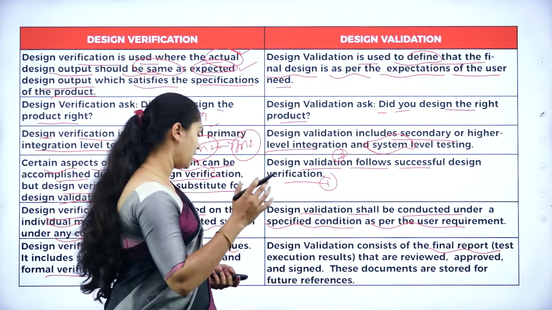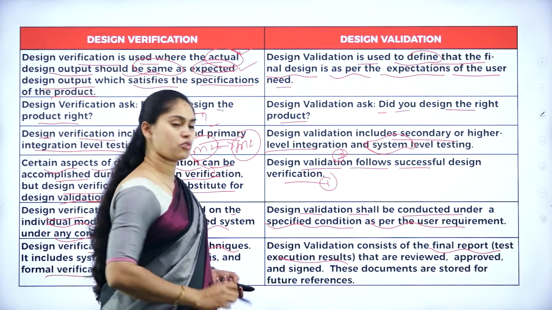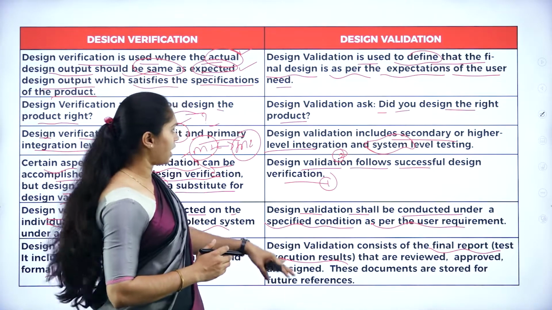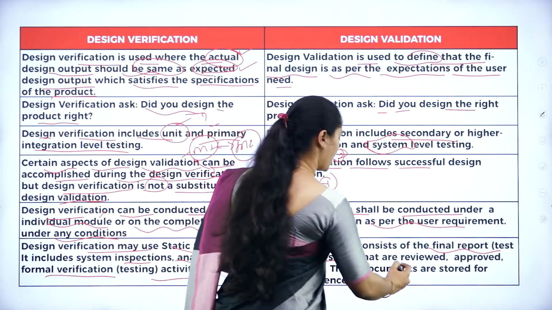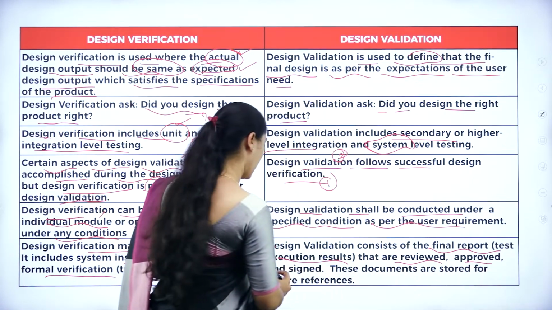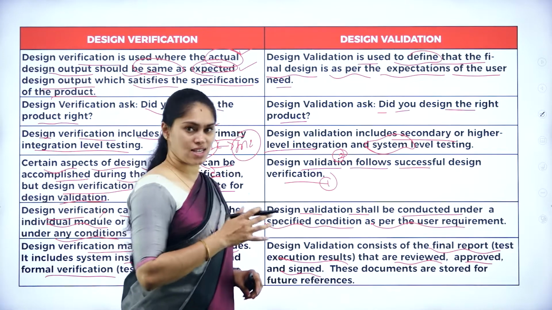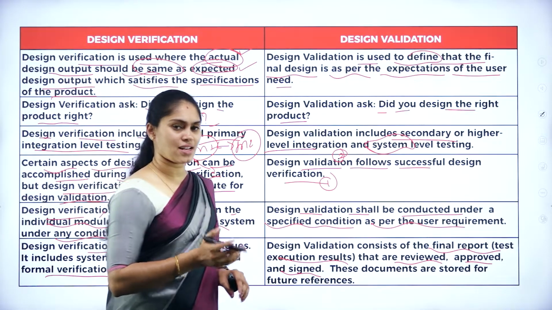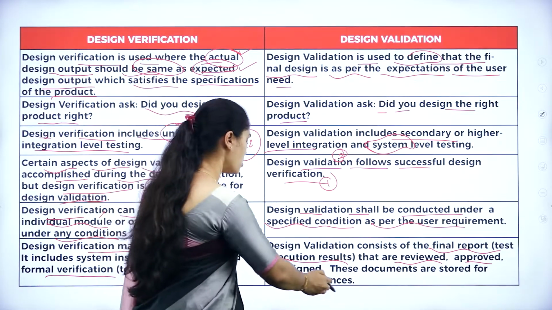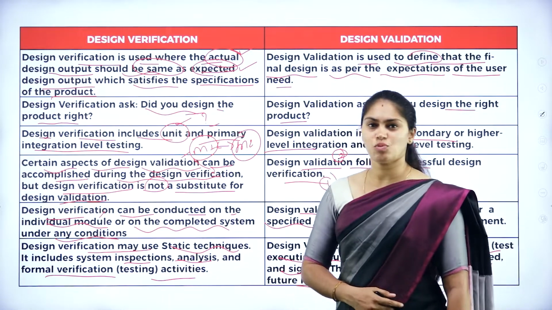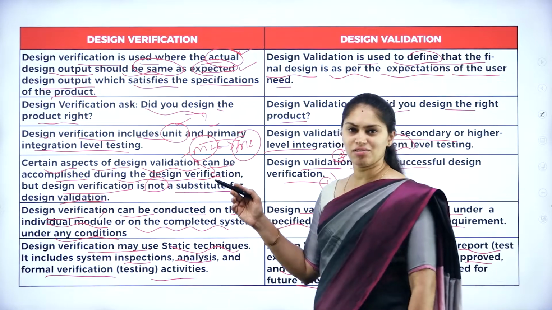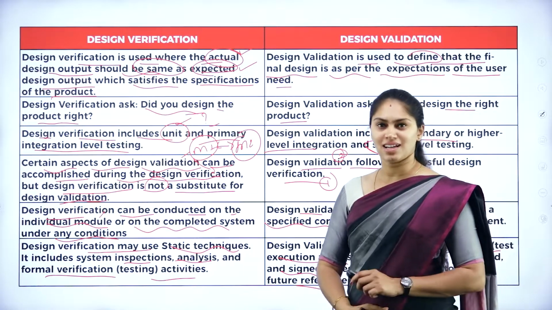That is what mainly we are going to have: a test execution result that will be saved, or that is going to be done in the validation phase, and also that is reviewed and approved. Along with that, it needs to be signed. It will be considered as a document which we are going to use for future reference. So these are the differences with respect to design verification as well as design validation.